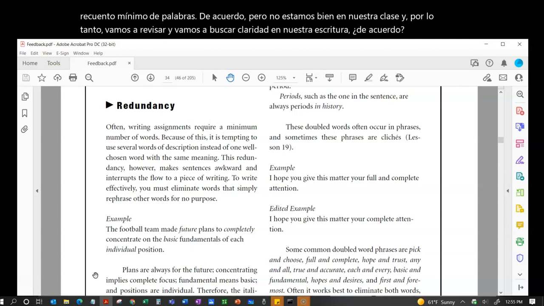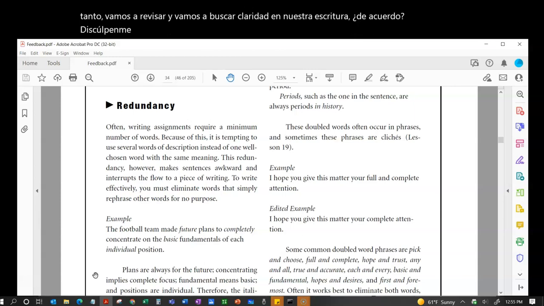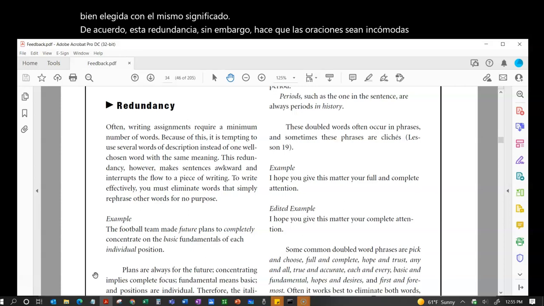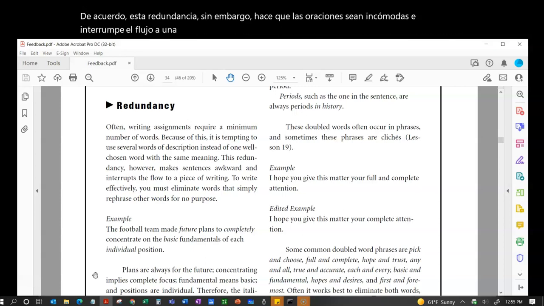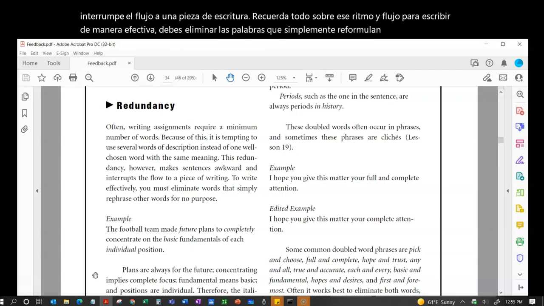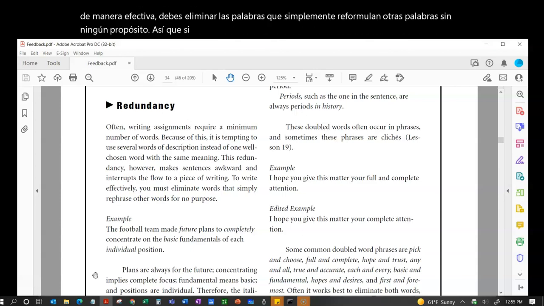Because of this, it is tempting to use several words of description instead of one well-chosen word with the same meaning, okay? This redundancy, however, makes sentences awkward and interrupts the flow of a piece of writing. Remember, all about that rhythm and flow. To write effectively, you must eliminate words that simply rephrase other words for no purpose. So if it has no purpose and it's redundant, meaning it's repeating, remove it, okay?